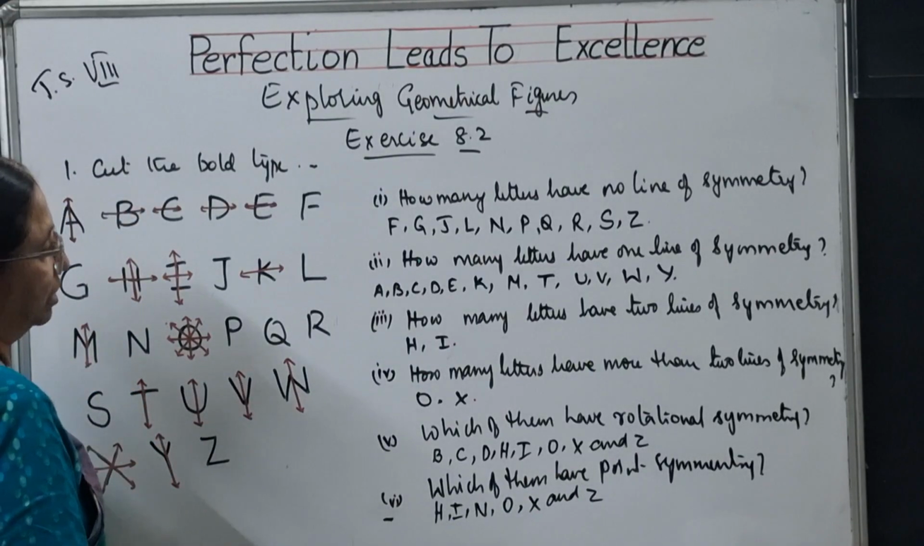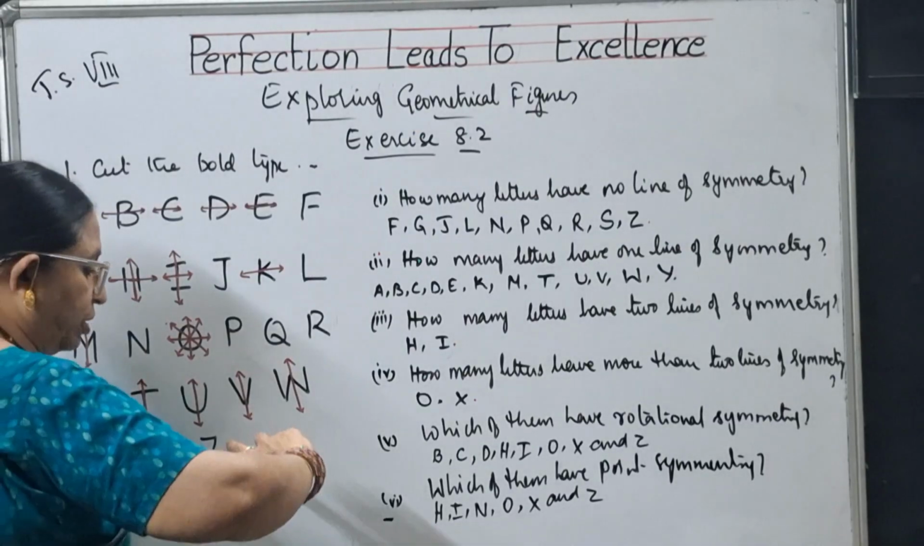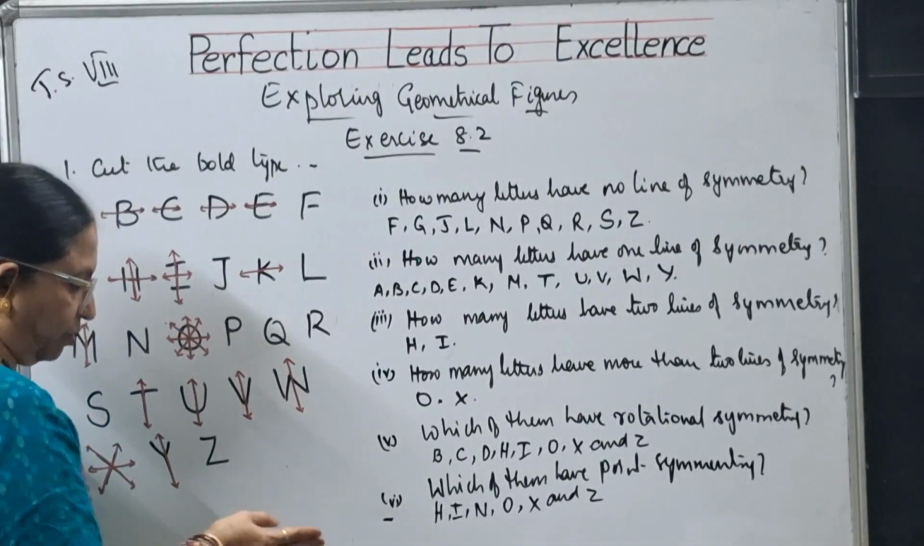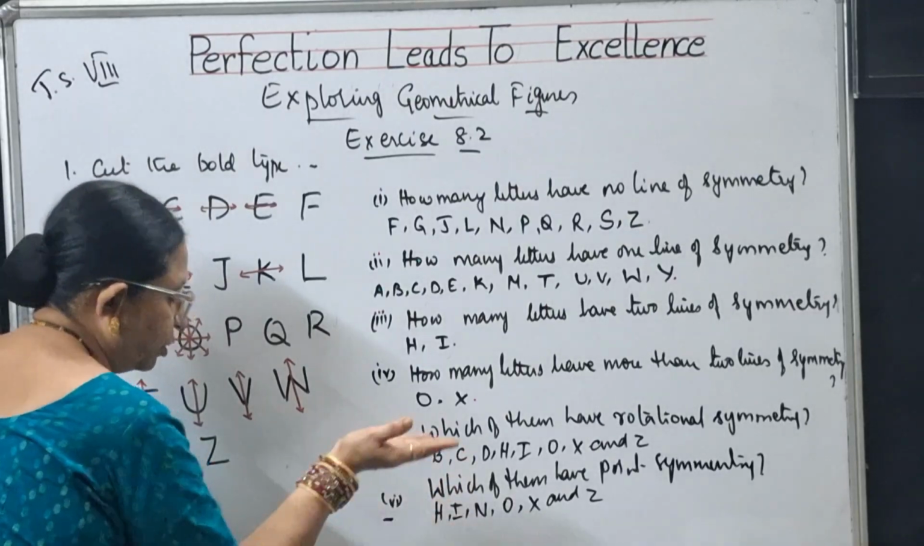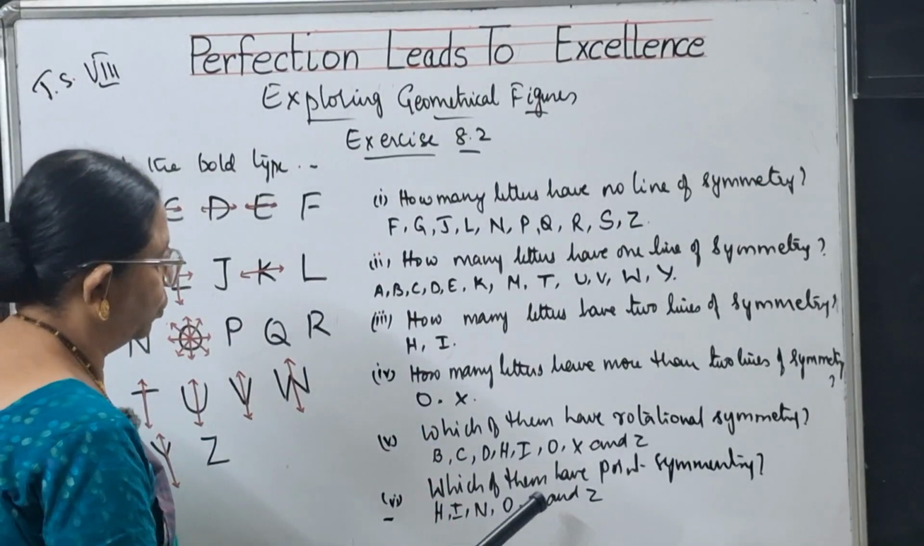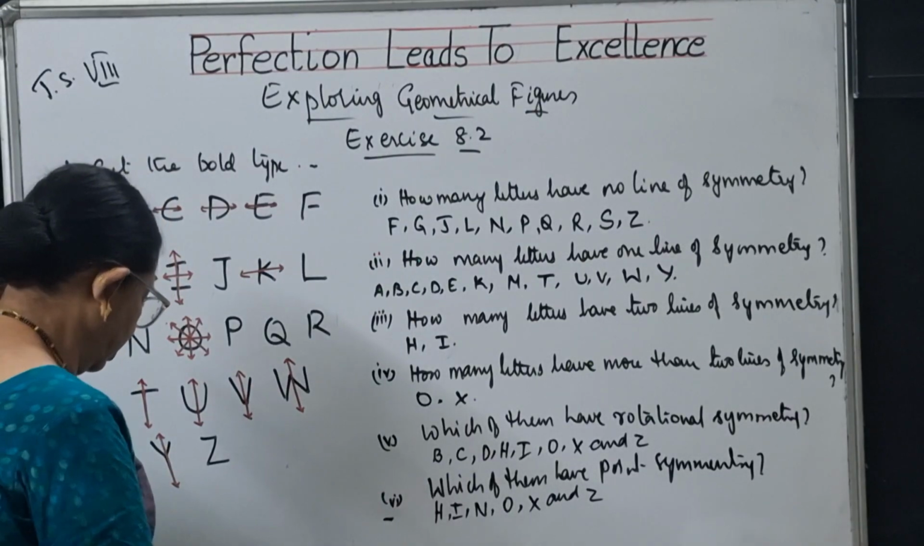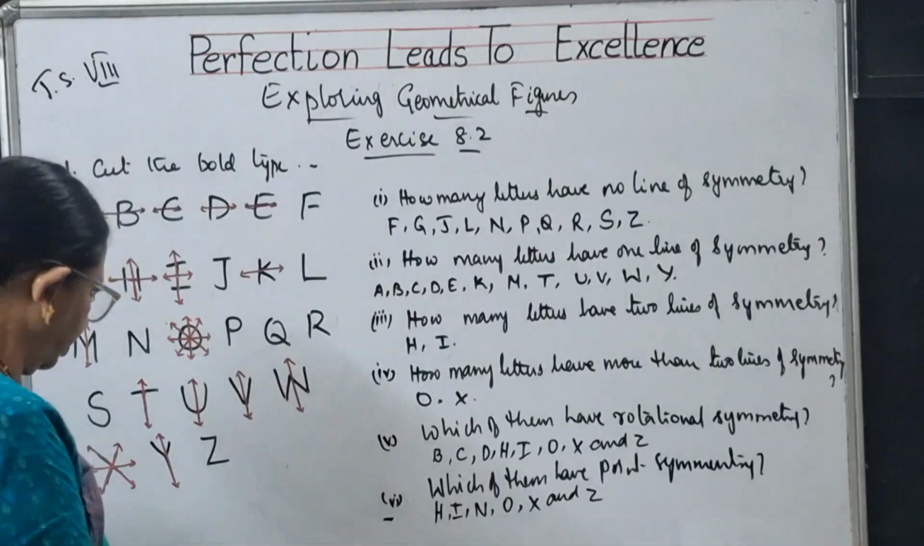Now the next one, which of them have got point symmetry? I have already explained you, children. Point symmetry means the letters which if you look from top and bottom they look alike. See H, I, N, O, X and Z. These all are having point symmetry. Please note it down, children.